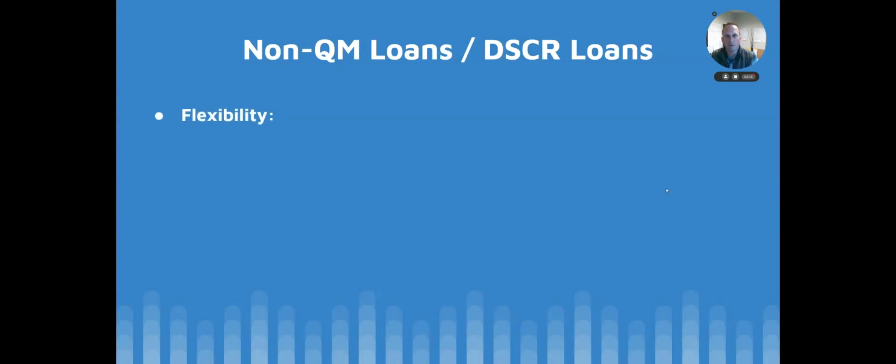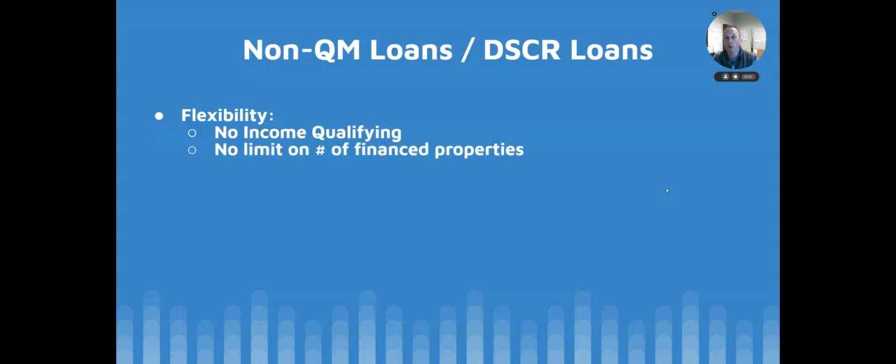Let me explain some of the things here and why it's so awesome and flexible for our clients. Number one, you don't have to qualify with income. Think about our self-employed borrowers who write off a lot. This is great for them to be able to qualify. Or someone who hasn't been on a job very long, or been self-employed very long. This is incredible. You do have to have a job, though. On the application, you have to list your employer and your job.